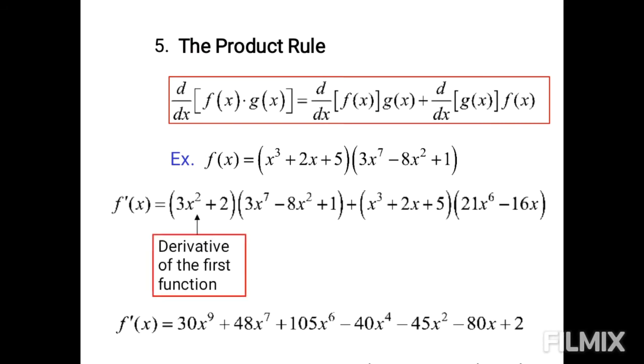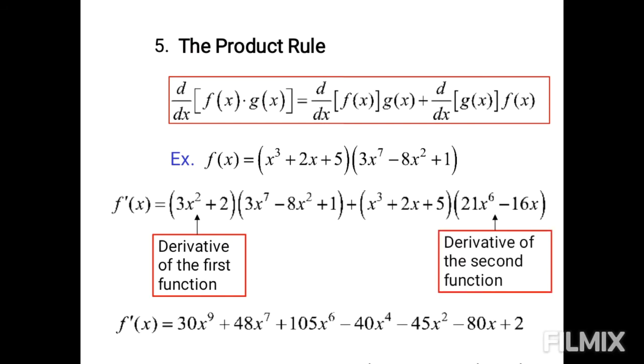So here is just a quick summary. We find the derivative of the first function times the second function. Also, we find the derivative of the second function times the first function. So that's how the product rule works. Now let's move forward to our sixth rule, which is the quotient rule of differentiation.